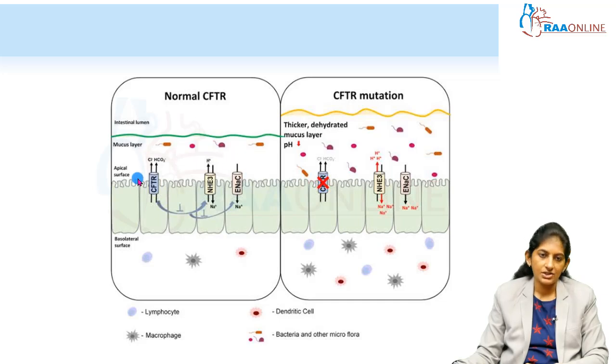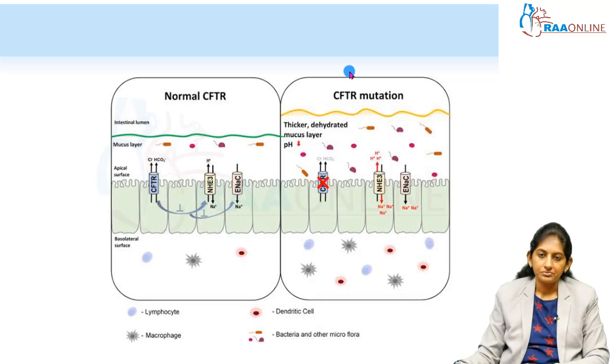This is the chloride channel. So the sodium is reabsorbed into the cell. The chloride is secreted into the lumen. So when the CFTR protein is mutated over here, what happens? The chloride doesn't reach this liquid layer, that is the ASL layer, airway surface liquid layer. So what happens? The entire mucus layer becomes very, very thick, very much dehydrated and acidic.